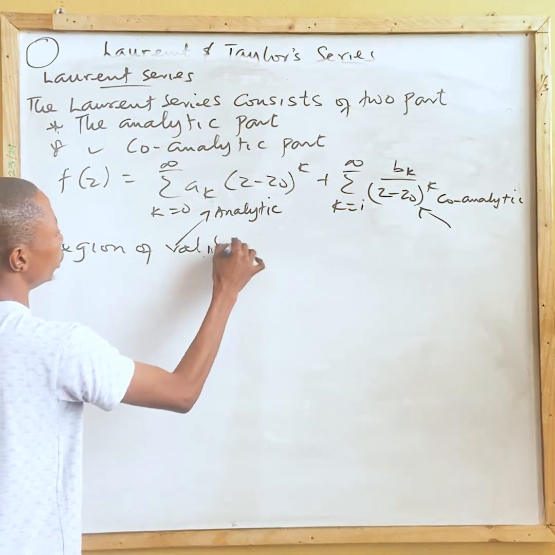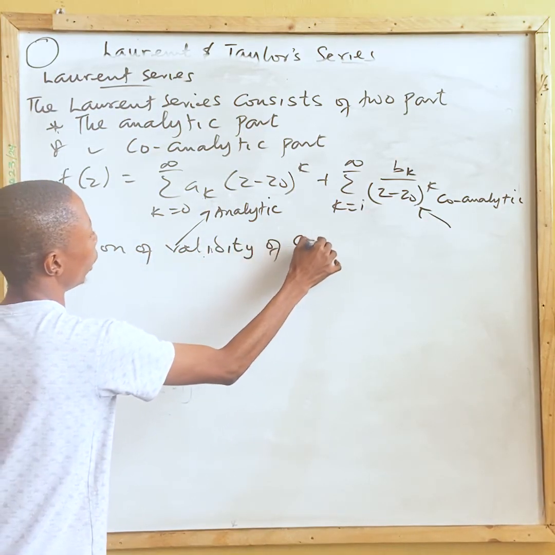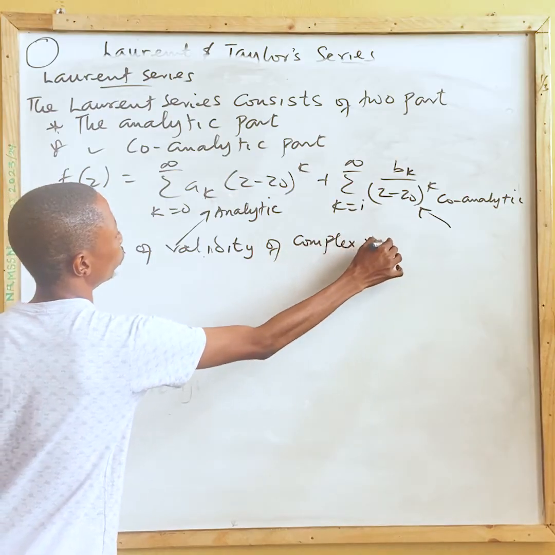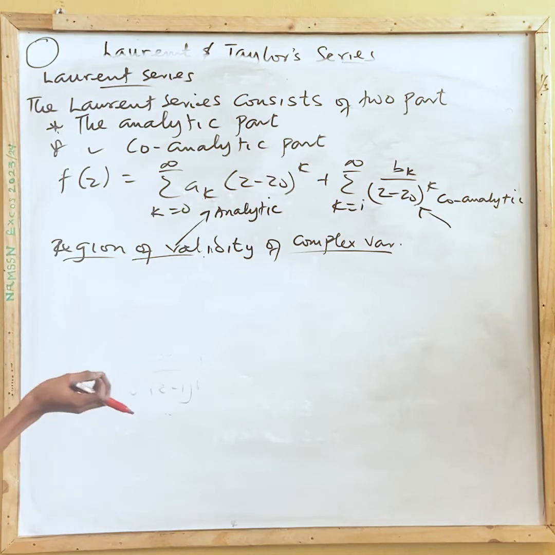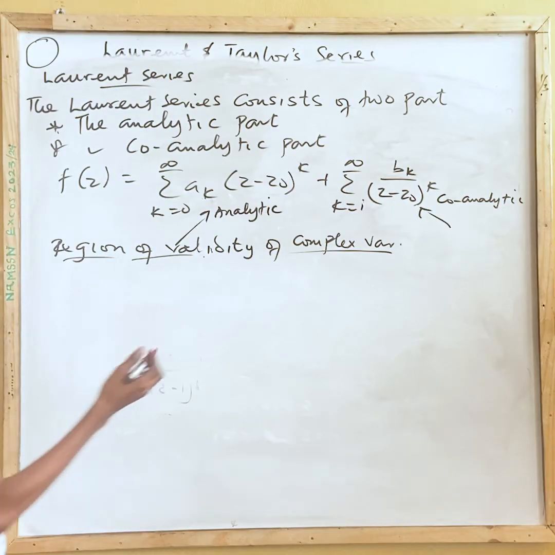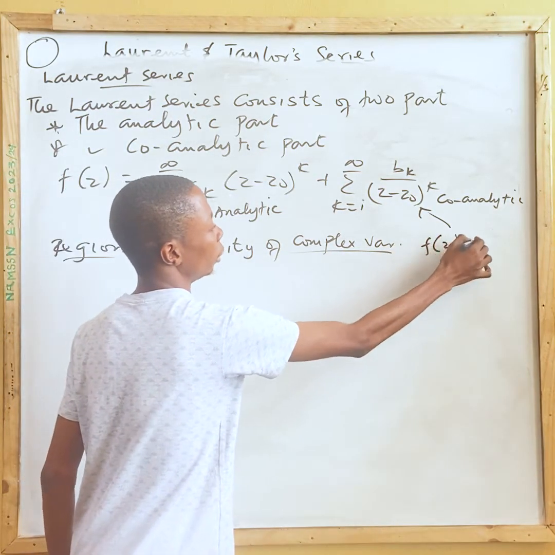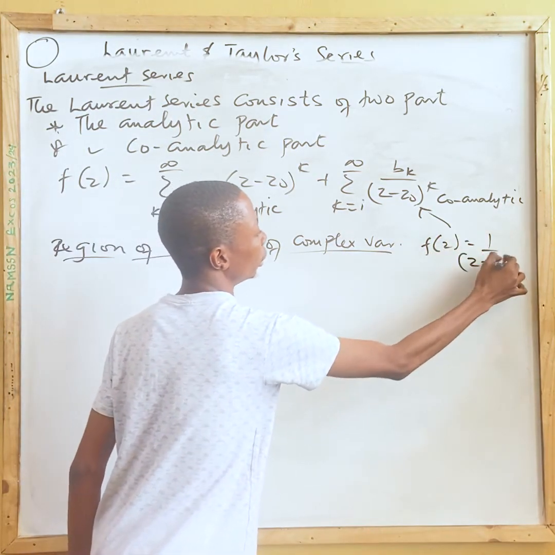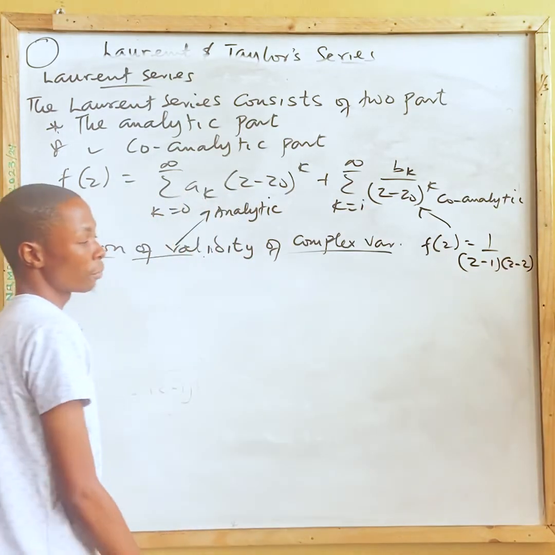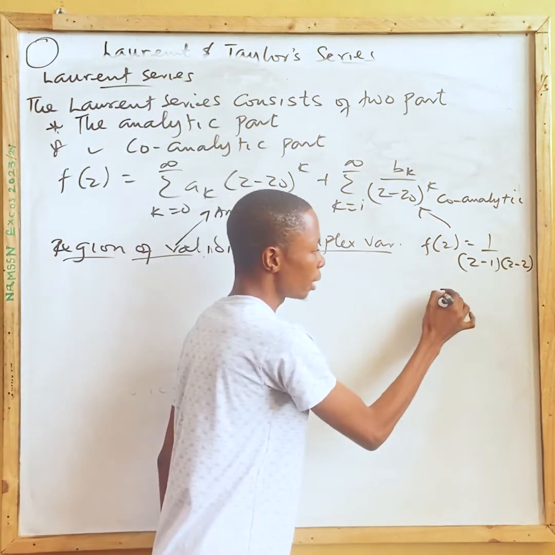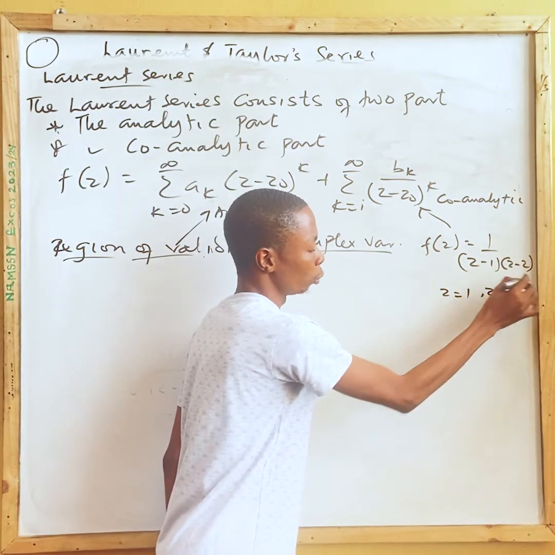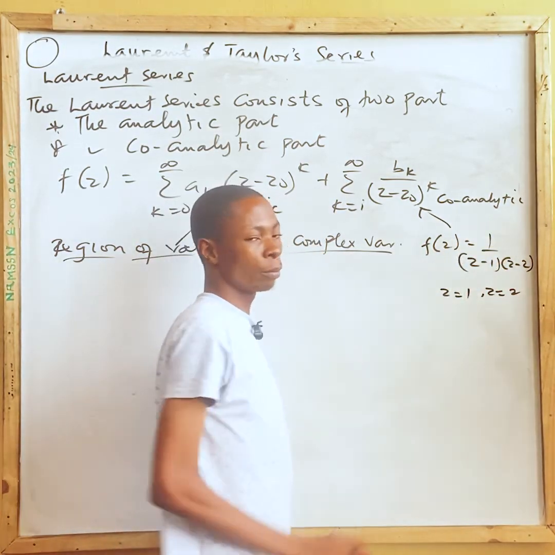Region of validity of complex variables. Now don't forget, during our video on analytic function, we said that a function will stop being analytic. Let's say we have f of z equals 1 over (z minus 1)(z minus 2). This function will be analytic except at 2 points, except when z is 1 and when z equals 2. At these 2 points, this function will stop being analytic.